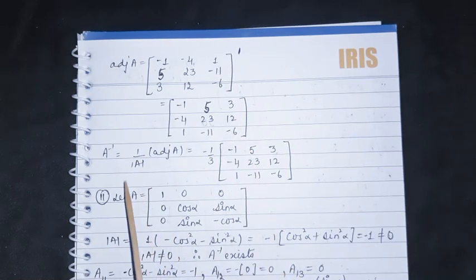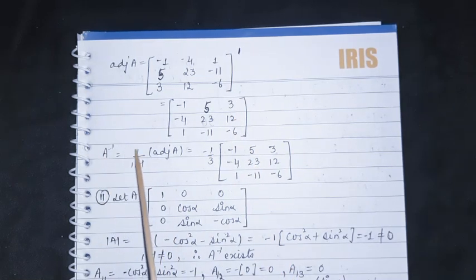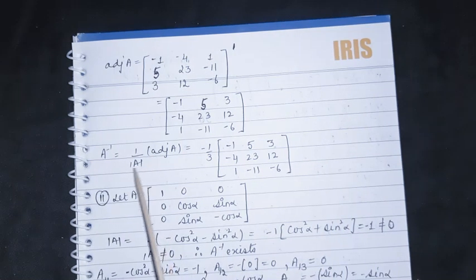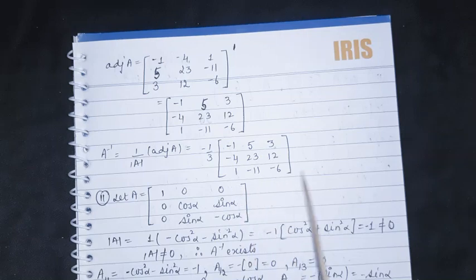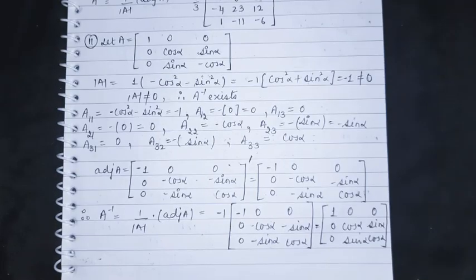So now we will apply our formula, that is A inverse is equals to adjoint A upon determinant of A. Determinant of A was minus 3 and this is adjoint A, which is written here only. So we have substituted this value and this is nothing but our A inverse.